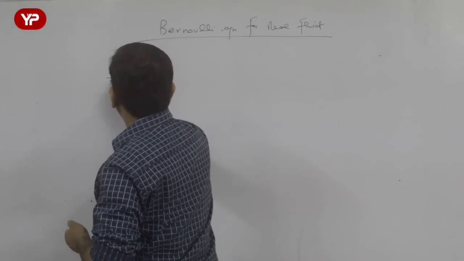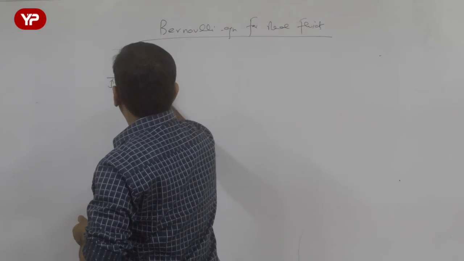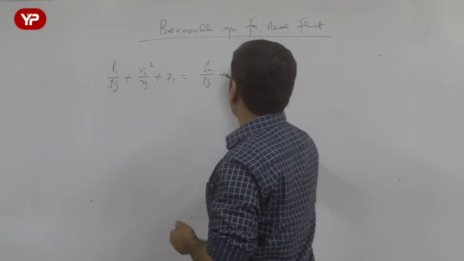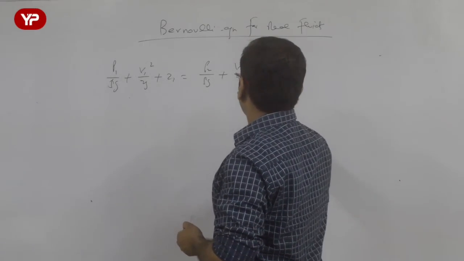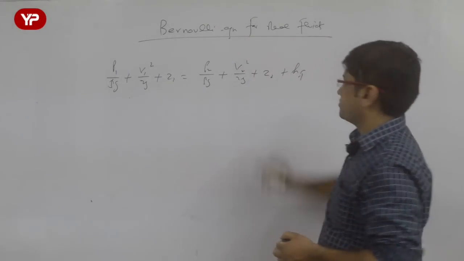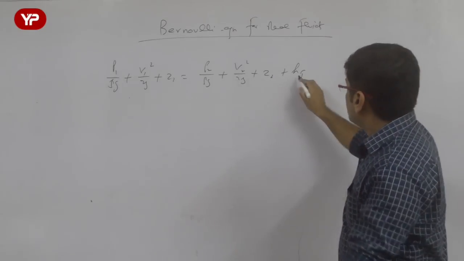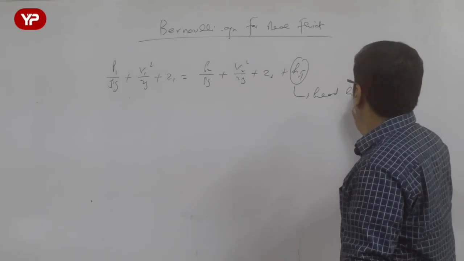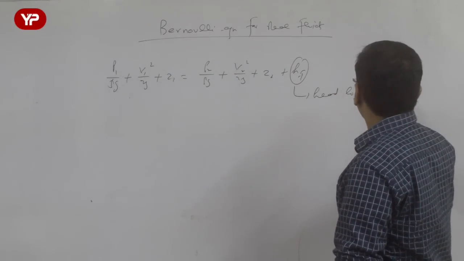Let me now write this equation for you. P1 by rho g plus V1 square by 2g plus Z1 is equal to P2 by rho g plus V2 square by 2g plus Z2 plus HF. Now think of this term. This HF is called head loss due to friction.